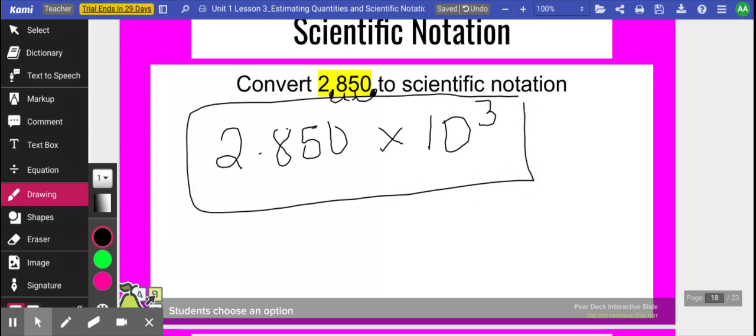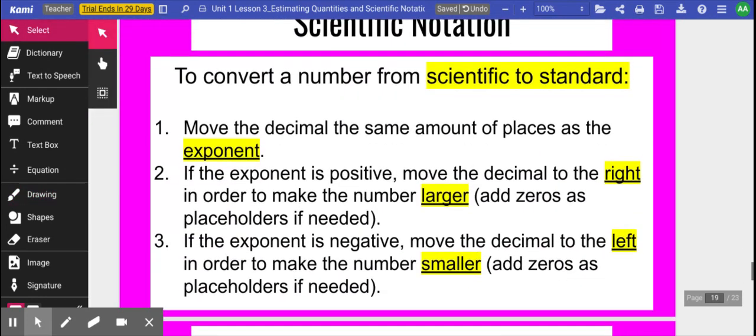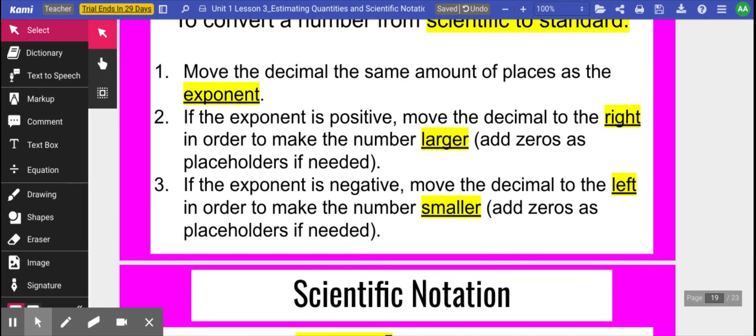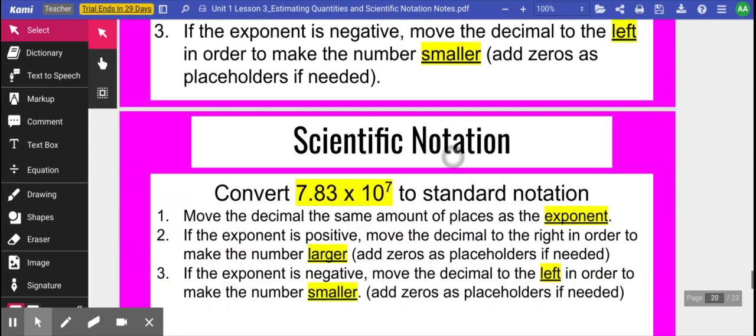Let's work backwards. Let's do it the opposite way. Instead of converting to scientific notation, let's convert to standard notation. To convert from scientific to standard, you're going to move the decimal the same amount of places as the exponent. If the exponent is positive, move the decimal to the right in order to make the number larger. Add zeros as placeholders. If the exponent is negative, move the decimal to the left in order to make the number smaller. Add zeros as placeholders if needed.